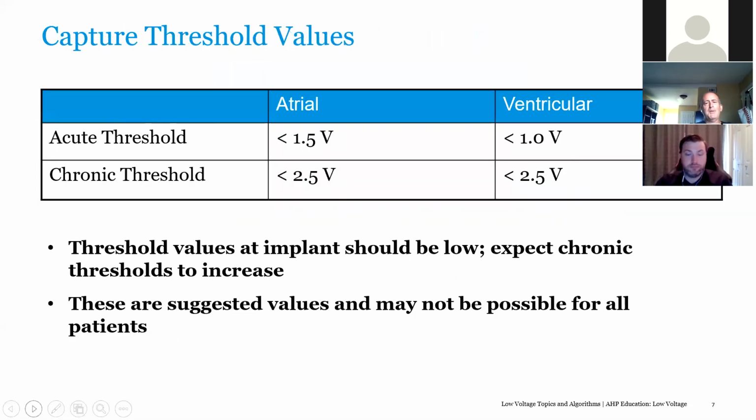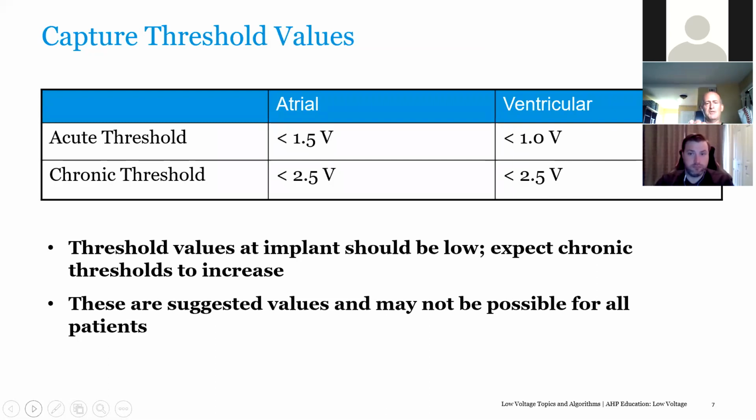So when we implant and put a brand new device in somebody, I told you we're looking for a really good threshold at implant, because over time they tend to go up. Just as a note, keep in mind when we're implanting in the atrium and the ventricle, in the atrium we're looking for a minimum threshold of 1.5 volts. Okay, that's what we're looking for. In the ventricle, 1.0 volts.